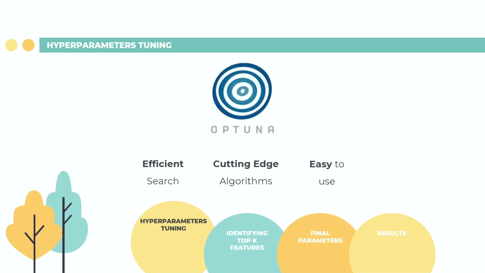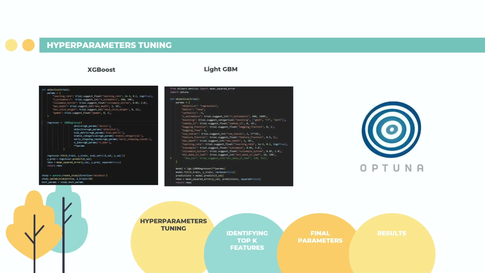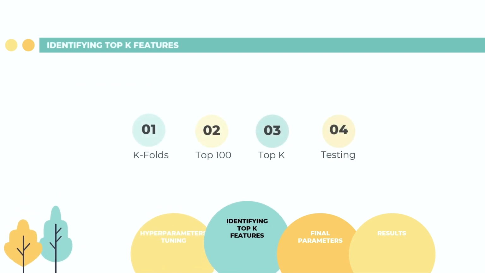Optuna offers an efficient search of parameters through cutting-edge algorithms. It's also extremely easy to use. For example, we simply provided the parameters that we wanted to tune as well as the range of values to test out. In less than 20 minutes, the optimal values would be returned, which was way faster than grid searching. Next, with the initial optimal parameters identified, we then re-evaluated the top features.